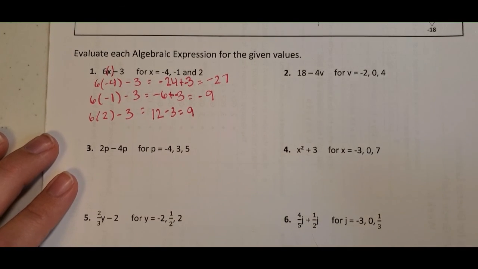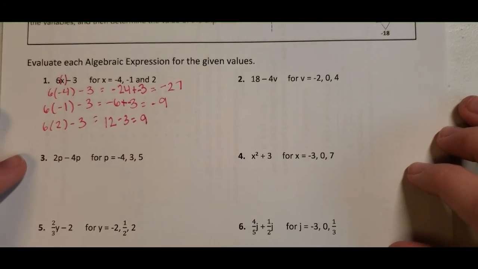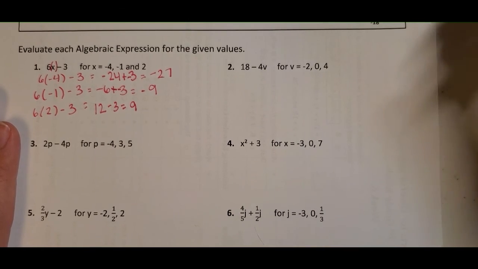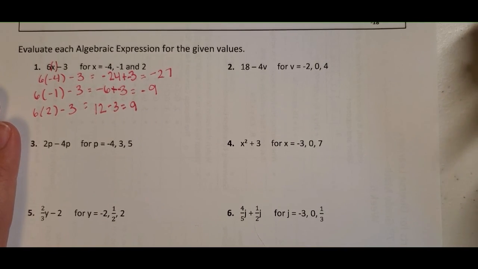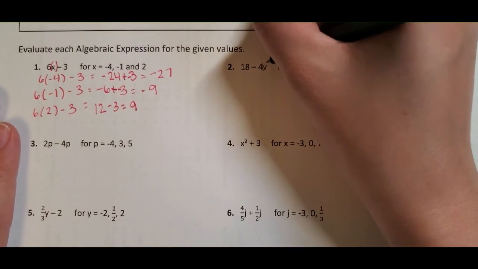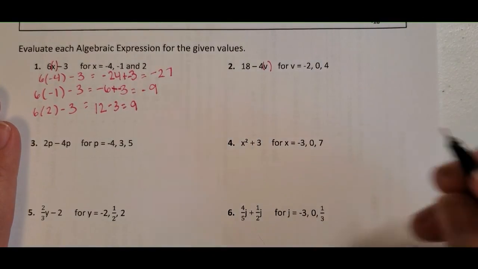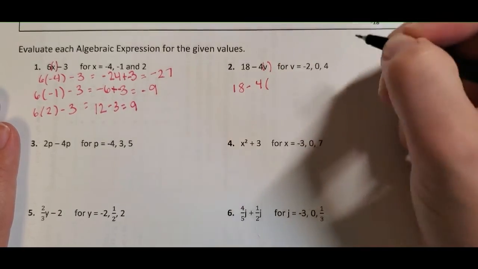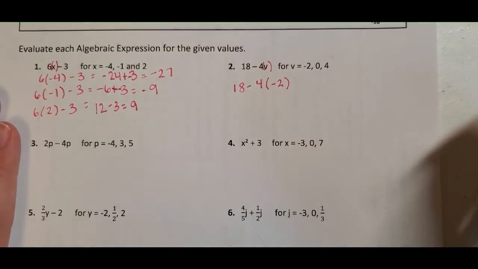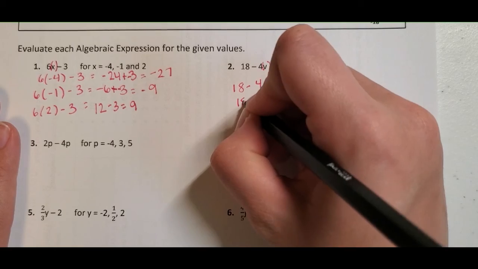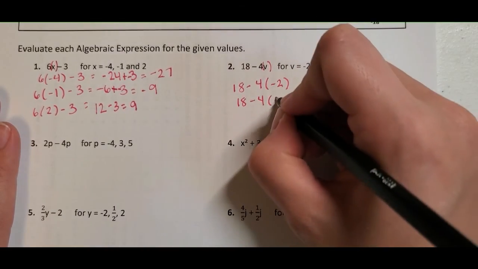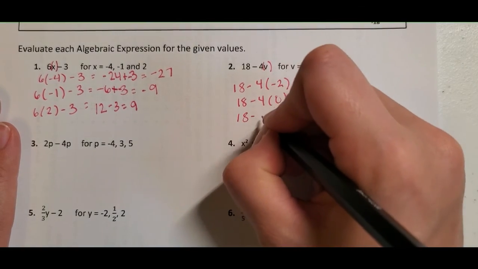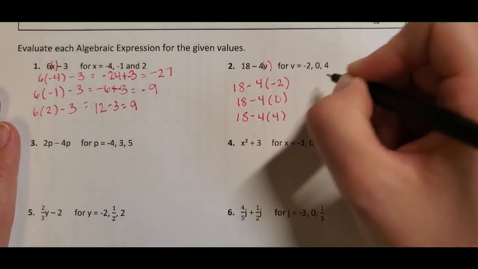Okay, let's look again at number 2. I have 18 minus 4v for v equals -2, 0, and 4. Remember, this means multiply. So I'm going to have 18 minus 4 times -2. I'm going to have 18 minus 4 times 0. I'm going to have 18 minus 4 times 4.